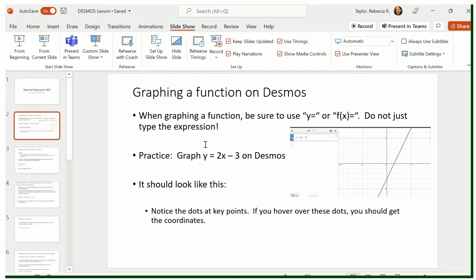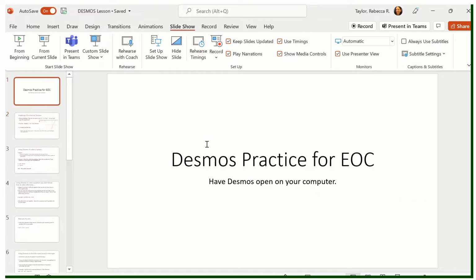So go ahead, and if you don't have it open, open Desmos in another window on your laptop or open it on your phone. What would be better, since you're going to be taking your EOC on a computer, is to maybe run this video on your phone and then have Desmos open on your computer. But you can switch that up, whatever's going to work for you. Have that open. So pause the video if you need to.